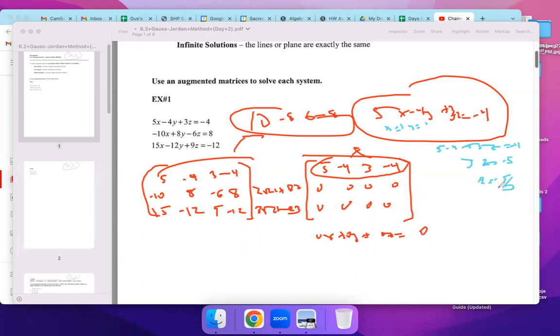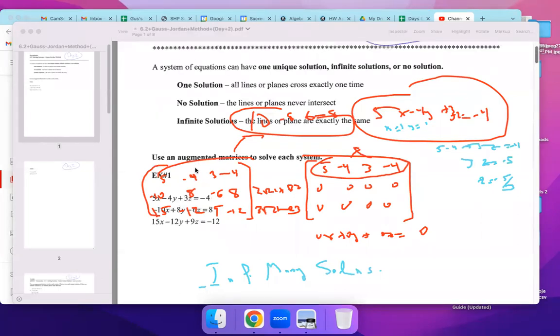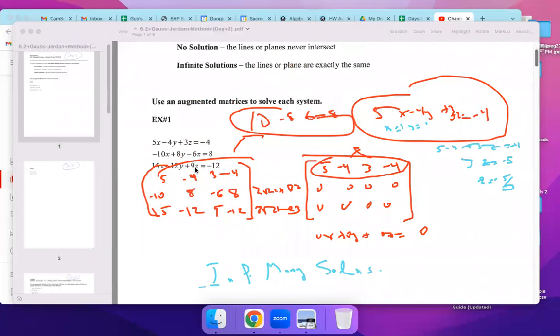There's going to be infinite possibilities. I could let x and y be other numbers and z be something else. So in this case, we would say there are infinitely many solutions when this happens, because you're just stuck with one equation. If you made up random numbers for x and y and solved for z, great. But you could do that for a lot of different possibilities. Because you're just stuck with one plane, and the other two planes cancel out.